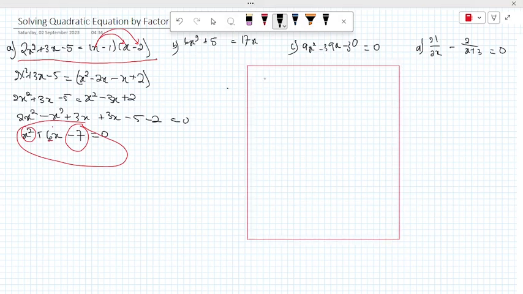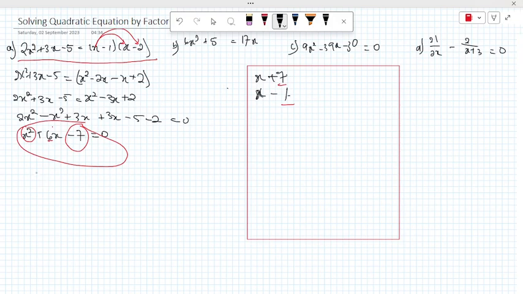So what you need to do here is that you have minus 7. You need to look for the multiples of 7 that when you add or subtract will give you a coefficient of 6. So it's going to be x plus 7, because we need our 6 to be positive, and x minus 1. Right? Because 7 minus 1 gives us 6. So yeah, this is our answer.